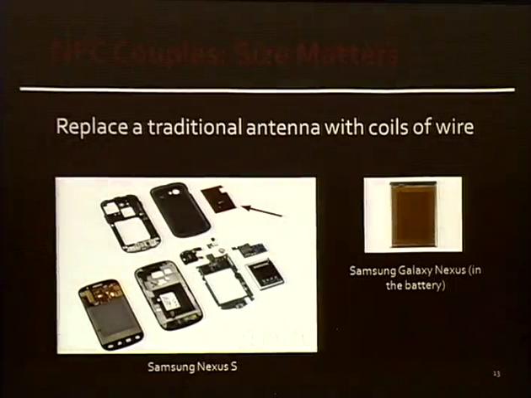Here you can see some NFC antennas. On the left is the Samsung Nexus S. You can see the antenna is kind of a standalone thing there. It's kind of just pushed into the back of the case, and then the leads take you to the actual chip. In the Galaxy Nexus, the antenna is built into the battery, which is kind of an interesting way to do it.